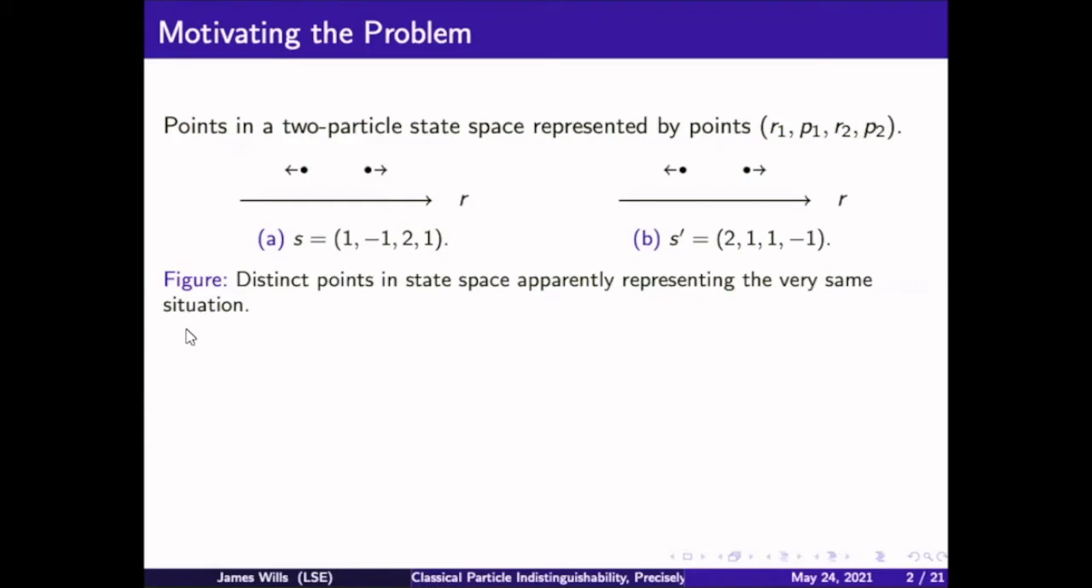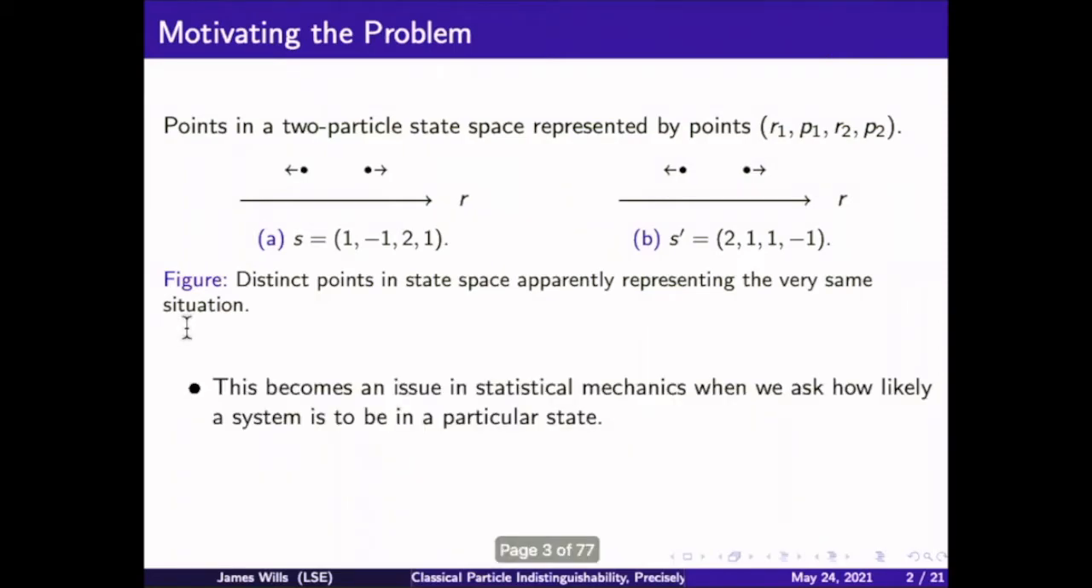Now, what we should notice about this situation is that they apparently represent the very same physical state of affairs, and yet they can be represented by two distinct points in phase space. So in effect, if the particles are identical, you just change which particle has which position and which momentum by permuting the 1, -1 and the 2, 1 pairs to get S prime. And they apparently represent the same thing.